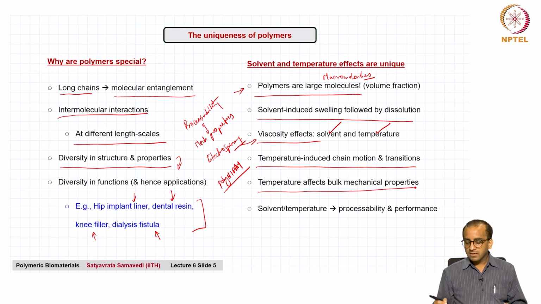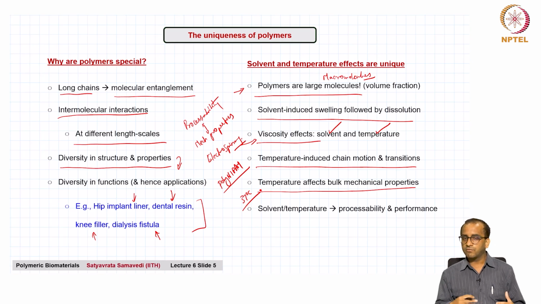And like I said earlier, temperature will affect the bulk mechanical properties, because if you want to use the polymer at 37 degrees Celsius, then you have to consider that when you design the material, because the mechanical properties will be performing to that extent only when used at 37 degrees.